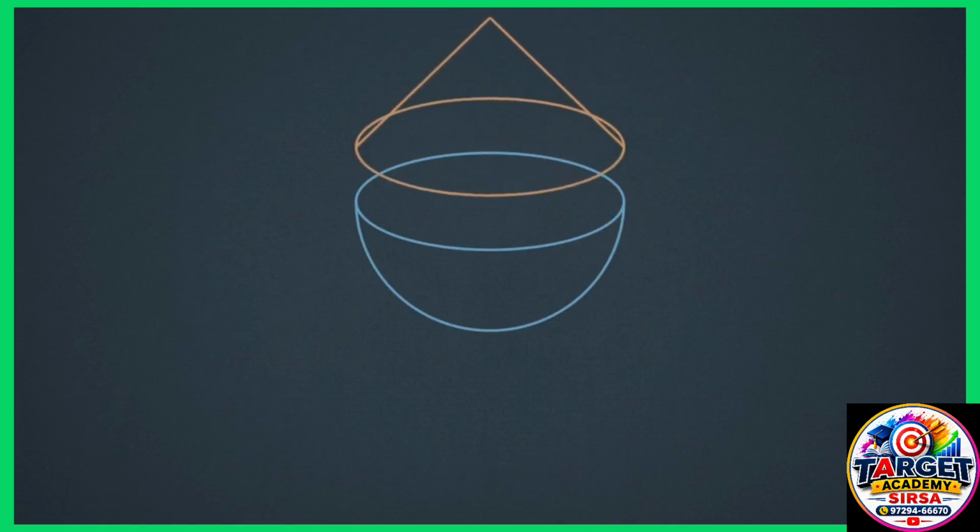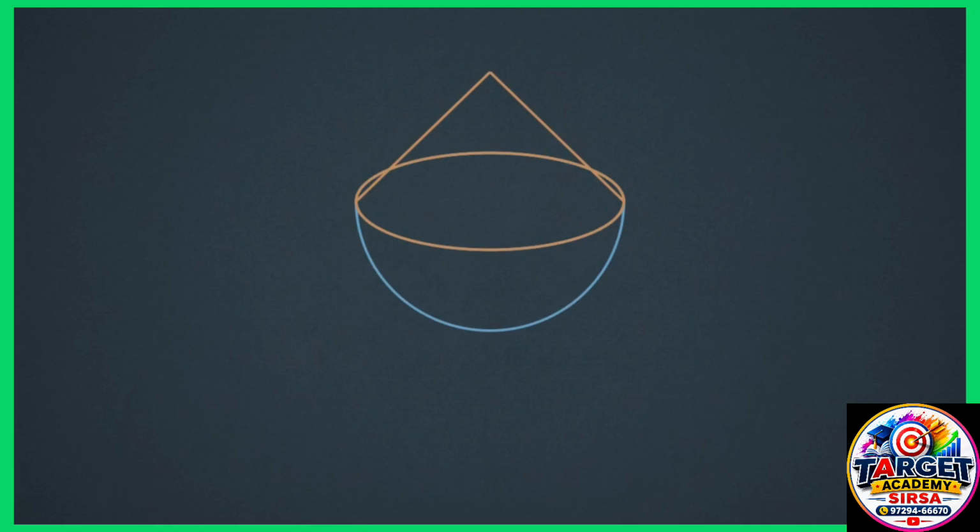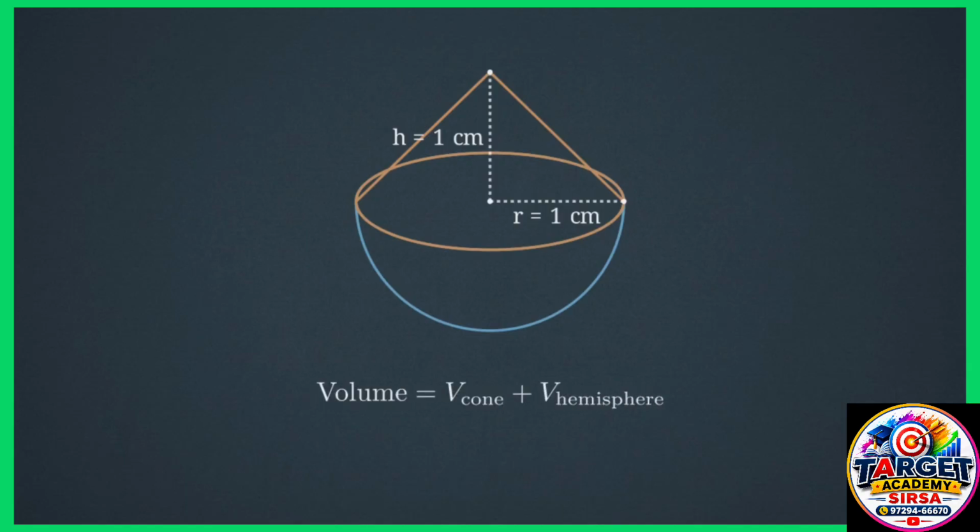Here is our baseline example, a 3D solid formed by a cone perfectly resting on a hemisphere. We know both shapes share a radius of 1 centimeter, and the cone's height is also exactly 1 centimeter. To find the total volume, we simply add their individual volume formulas together: 1/3 pi r squared h for the cone, plus 2/3 pi r cubed for the hemisphere. We plug in the ones, add the fractions, and get exactly 1 pi cubic centimeter. Notice that we didn't calculate the decimal value of pi.